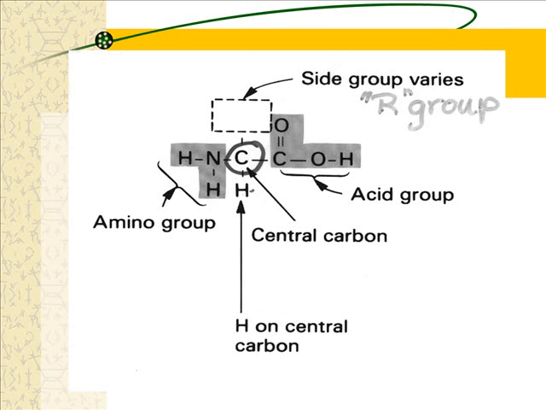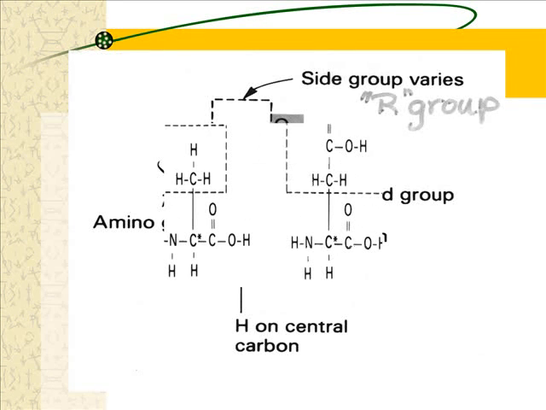As you can see here, we have the amino group, the nitrogen. We have our single hydrogen, and then over here we have our acid group, all bound to this central carbon. Over here in this empty box is what we call our R group. Whatever gets put there gives the personality to this amino acid, or the name.